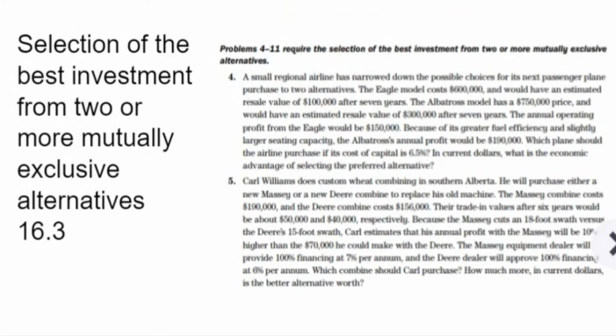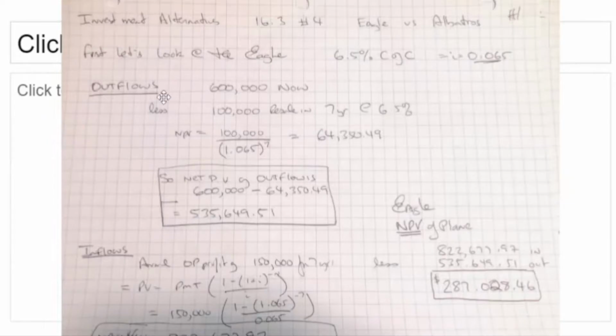So here we have a couple of different types of aircraft that we want to look at. We're looking at the cost of buying them, the initial purchase price, and then we're looking at the profitability, or the money that is coming in. So what we really need to do is figure out the net cost of each airplane, and then compare the two using a 6.5% cost of capital. So let's take a look at it.